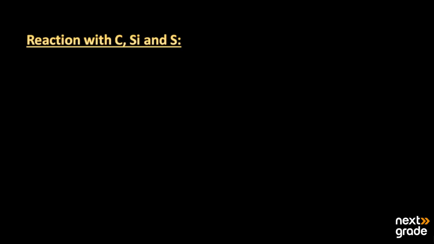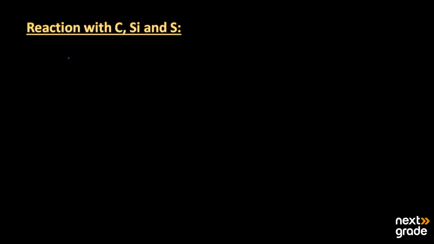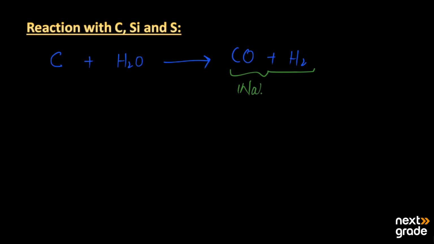Next we have its reaction with carbon, silicon and sulfur again. First, we have carbon. It reacts with the water molecule. The product we gain is carbon monoxide plus hydrogen gas. This mixture of carbon monoxide and hydrogen is known as water gas. This is an important question that may be asked in exams: what is water gas and how can we form it? A simple reaction of carbon with water.